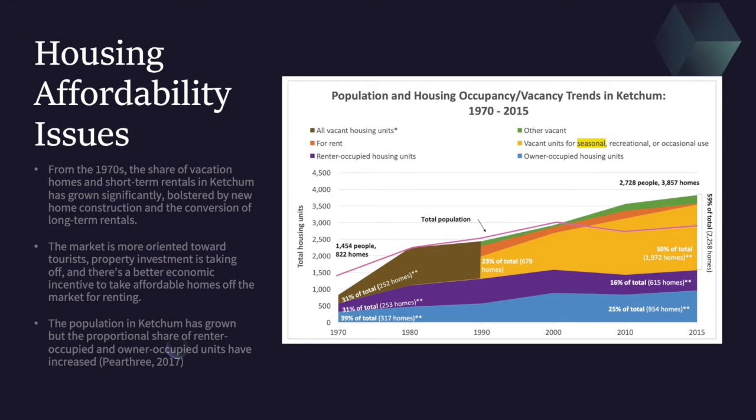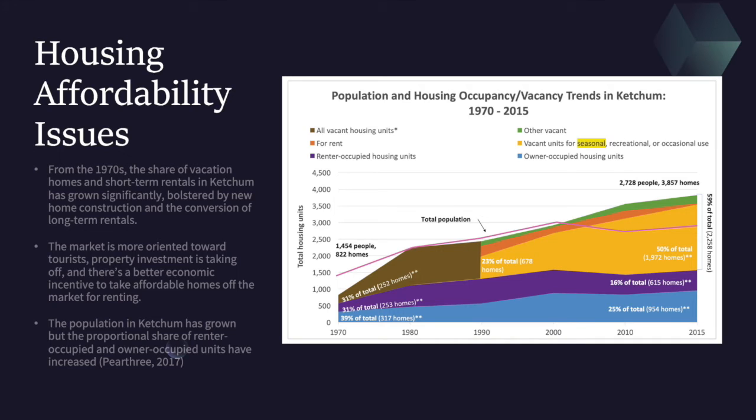As we can see from this graph, the population of Ketchum has increased. It's almost doubled from 1,400 to about 2,700 people. But the share of rental occupied and owner occupied homes hasn't kept up with population growth. However, the share of vacant units for seasonal recreational use, like vacation homes and short-term rentals, has ballooned. It represents about 50% of the housing stock as of 2015.